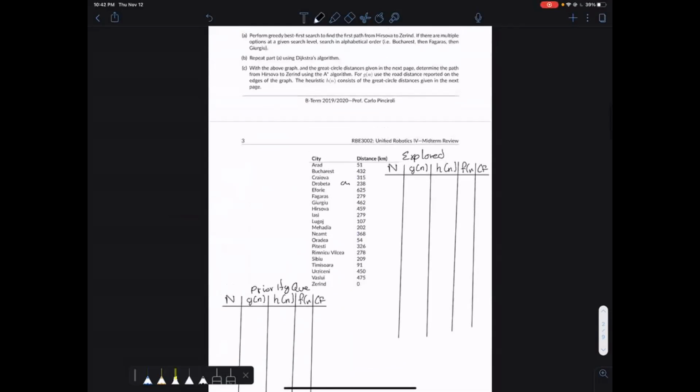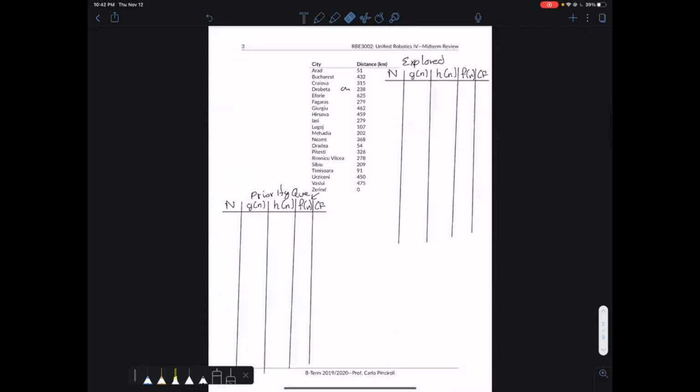Okay, so A star, same algorithm, exact same methodology, except this time you need to add G of n and H of n, and then you're evaluating F of n. So the function that we are going to be popping is going to be this F of n column right here. I'm just going to write them out separately, but in your code, you can just have G of n plus H of n as the thing that you're putting into the priority queue.